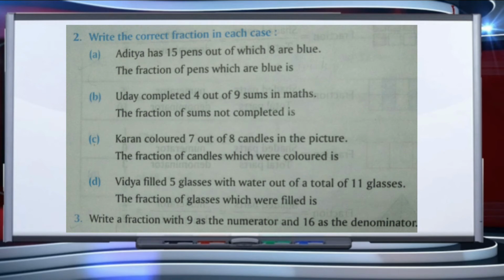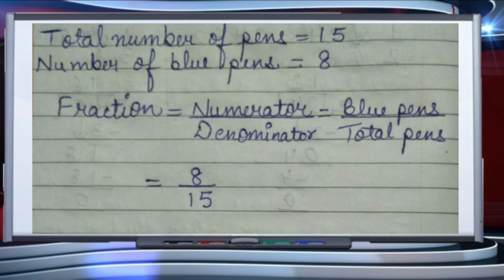A part is Aditya has 15 pens, out of which 8 are blue. The fraction of pens which are blue is. We have to tell the fraction of pens which are blue. So first of all, what we will do? We will write total number of pens, that is equal to 15. Then number of blue pens, that is equal to 8.